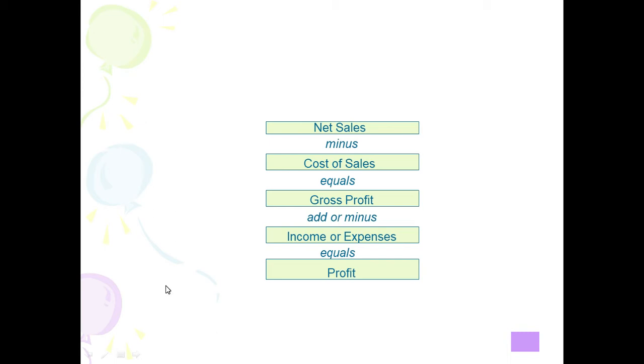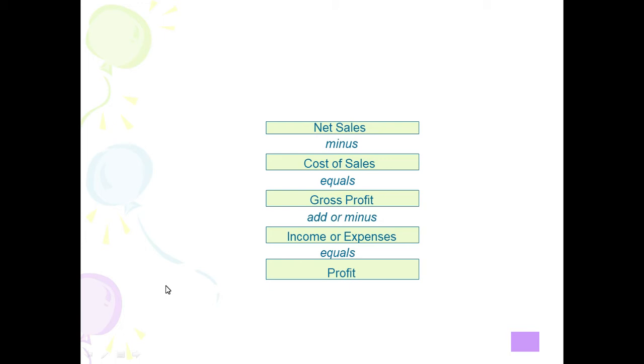Like what I have also said in the past, it's very important for you to remember the components of the income statement of merchandising entities. So we start with what we call net sales, and from that we deduct cost of sales. Net sales minus cost of sales is your gross profit, and to that you add or deduct income or expenses, and then that will give you your profit.